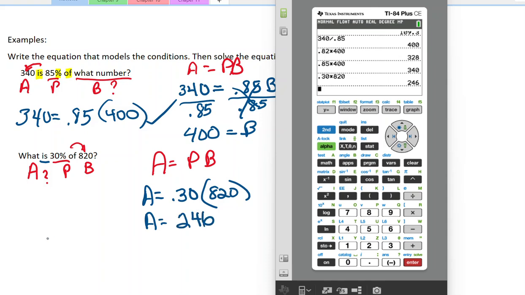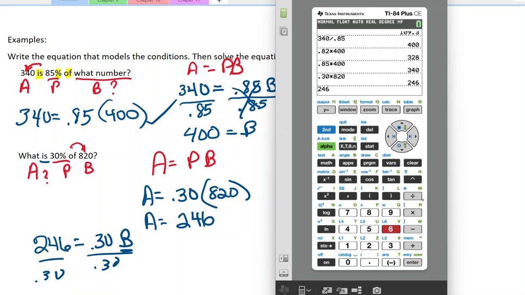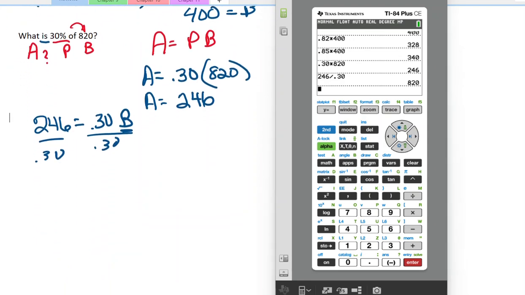Now we want to check it. Okay, so we can say 246 equals 0.30 of B. And we want to look for B. So I'm going to divide by 0.30. And I should get what? This big number right here. So I'm going to say the 246 divided by the 0.30 should give me, and there it is. It checks. Okay, now you can do the homework.